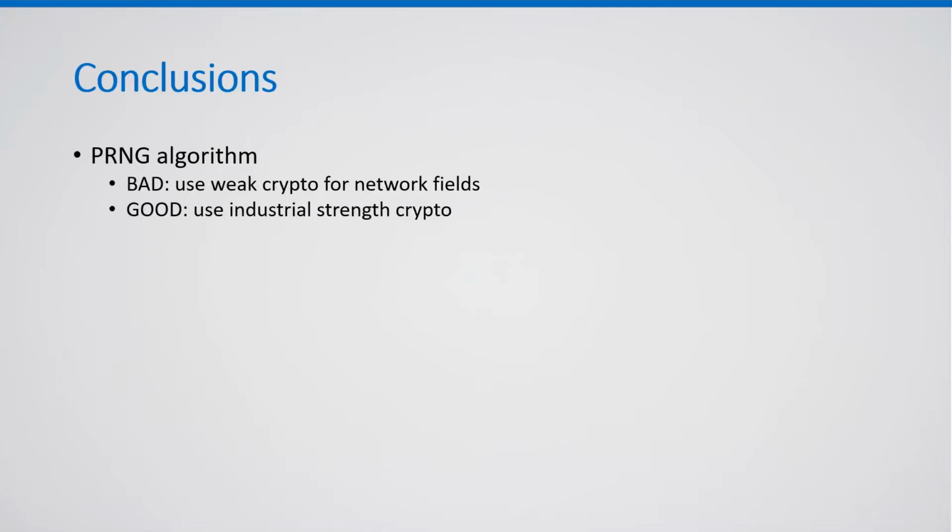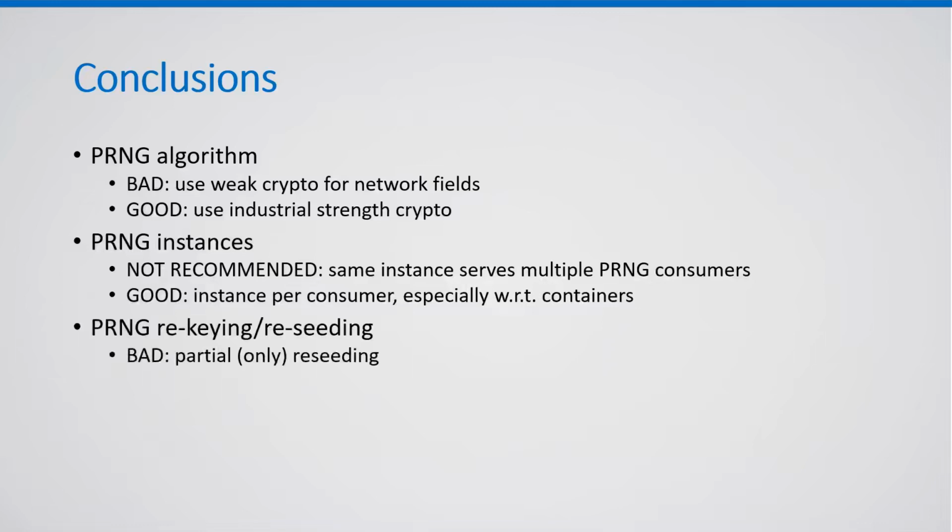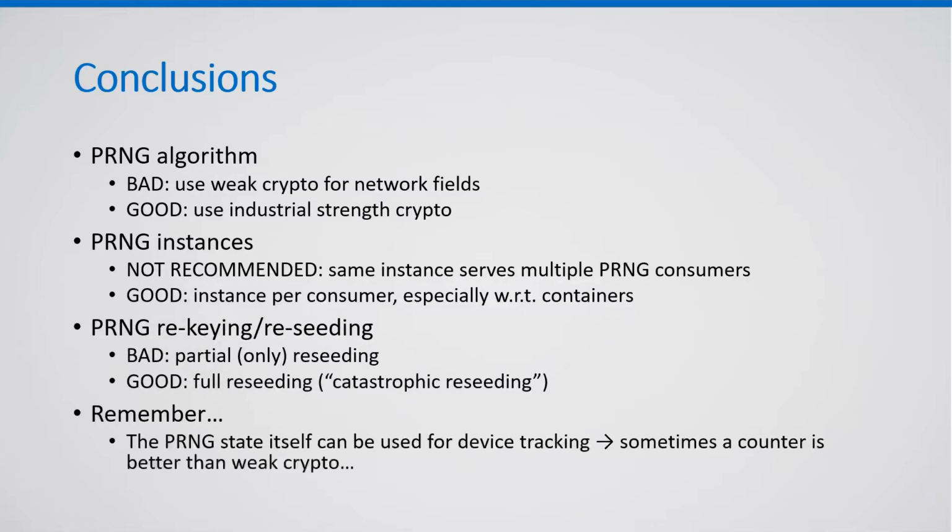To conclude, using weak crypto for network protocol header fields is a bad idea. Industrial strength crypto should be used instead. Using the same PRNG instance for multiple consumers is not recommended. Having a PRNG instance per consumer is better, especially with respect to containers. Partial-only reseeding is potentially insecure. The secure procedure is full reseeding.